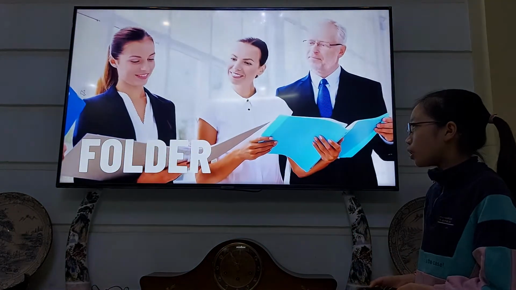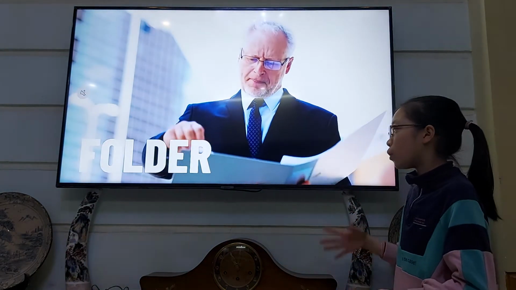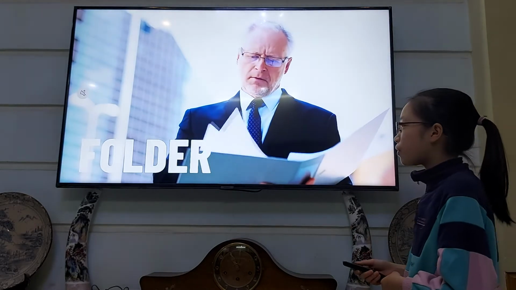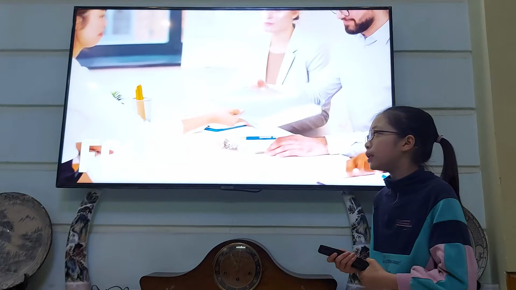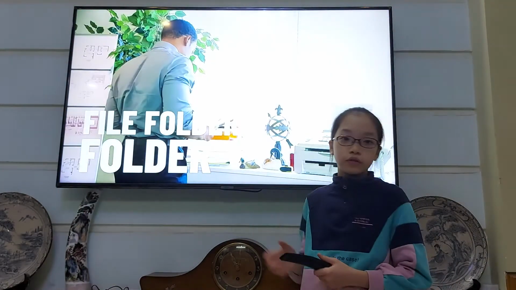We have a folder, which is to keep all of our files, all of our important papers inside our folder, and it will be safe there. So folder. We also call this a file folder because we put our file in this folder. So we also call this file folder.